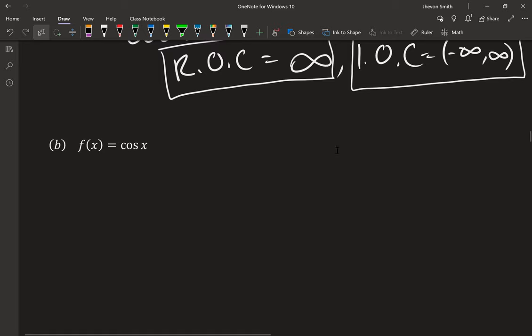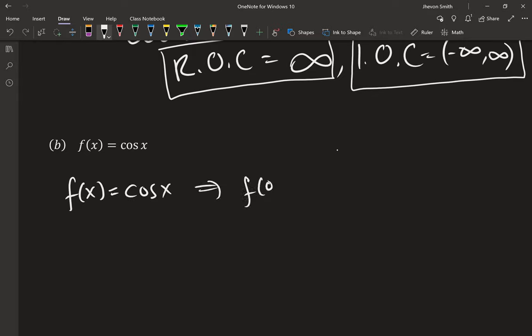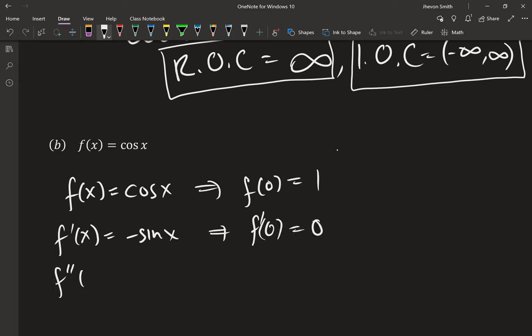Okay, what did we do here? Again, I want the Maclaurin series, so I know I'm centering at zero. F of x equals cosine of x, which means f of zero equals one. F prime is going to be minus sine x. F prime of zero is zero. F double prime is equal to minus cosine x, which means f double prime of zero equals minus one.